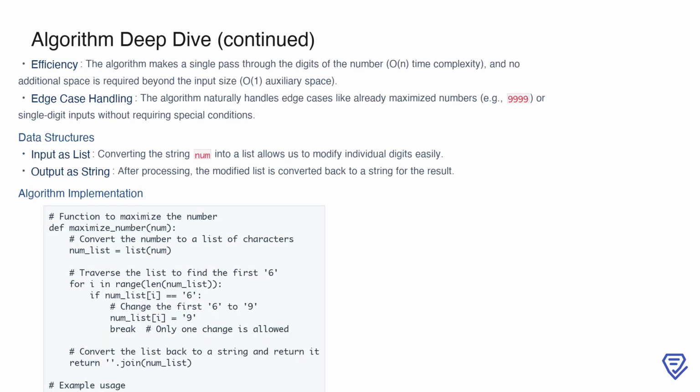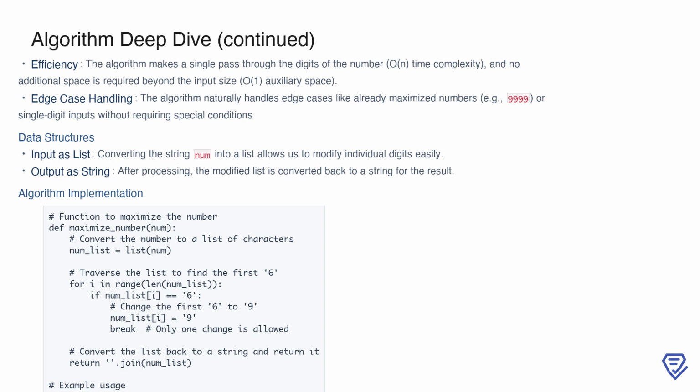The algorithm is both efficient and straightforward. It operates in O(n) time complexity, where n is the number of digits in the number, because we only traverse the digits once. The space complexity is O(1) in terms of auxiliary space, as no additional data structures beyond the input list are required. Converting the string to a list allows us to easily manipulate individual digits, and converting it back to a string ensures the output matches the expected format.